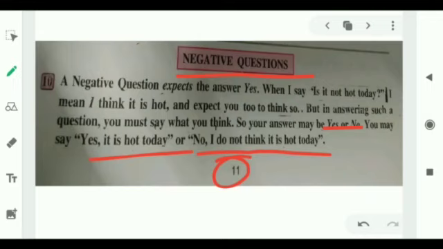Now students, if someone is asking you a negative question, right? If someone is asking you a question that is, it is not hot today, you may answer yes if you think that it is not hot, right? But if you think it is hot, what will you answer? No, I don't think it is hot today, right? So the answer of a negative question may be either in the form of yes or no. Let's understand this with some examples.